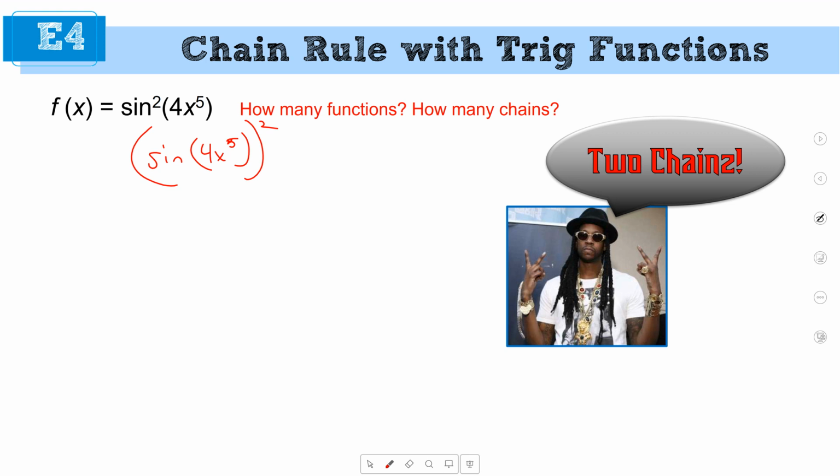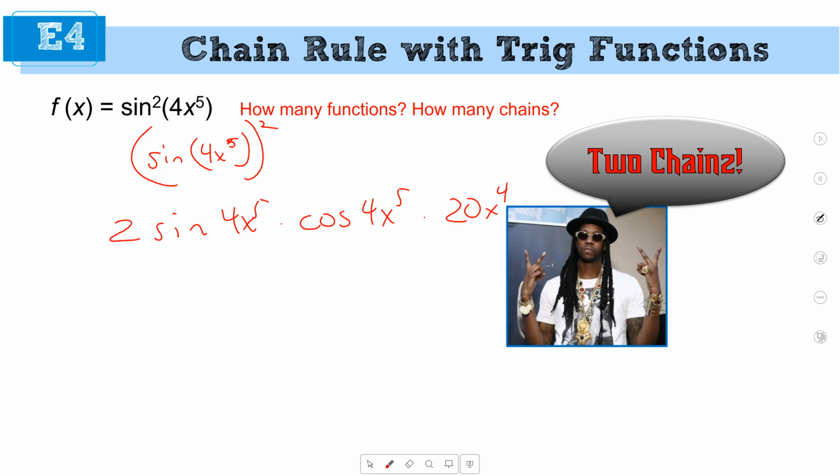Got it? Let's check. What do you got? Audrey? Got 2 sine 4x to the 5th, cosine 4x to the 5th, 20x to the 4th. How'd she do? Good. It's perfect. I just didn't have the 4x to the 5th, the sine and cosine.